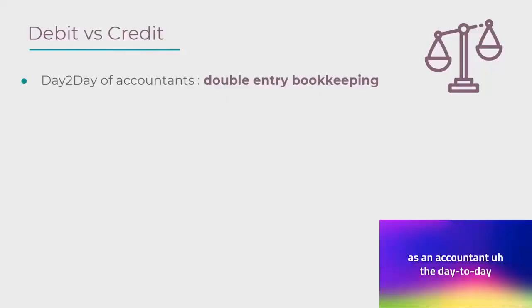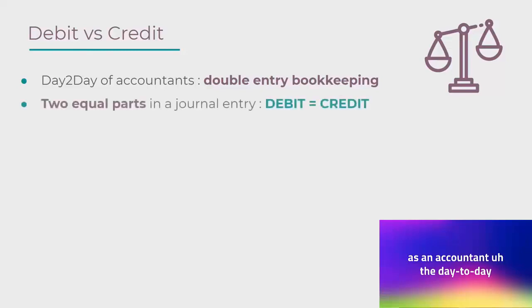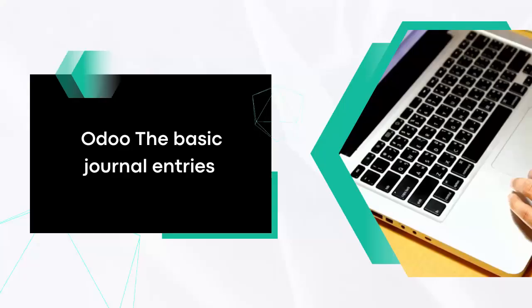Video about the debit and credit concept. Debit and credit is the foundation of, as an accountant, you, the day. Today, our double entry bookkeeping, that's that. A journal entry is composed of two parts. One side is the debit and one the other.